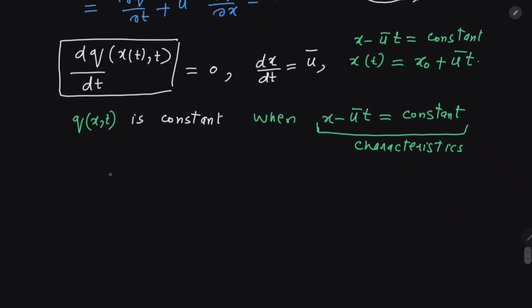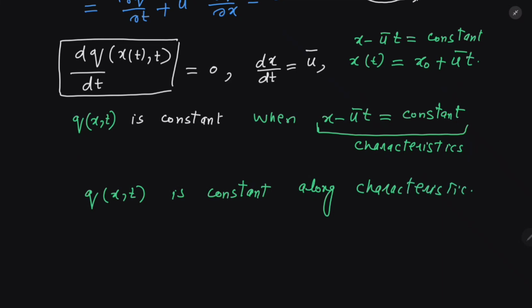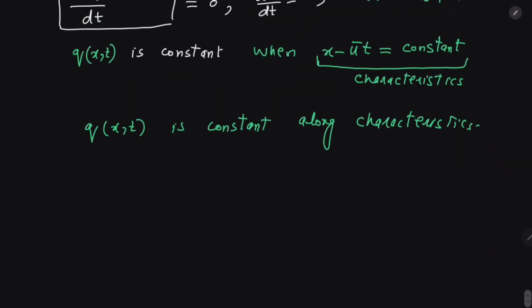So I can write this as well. This q, q(x,t), is constant along characteristics. Okay.